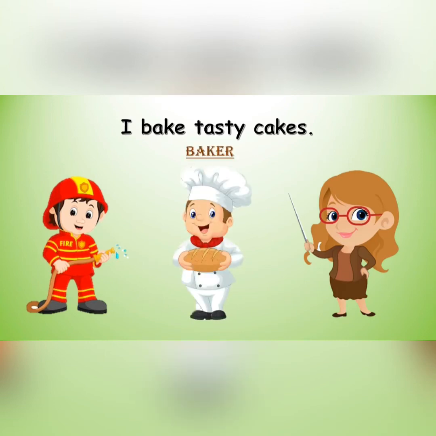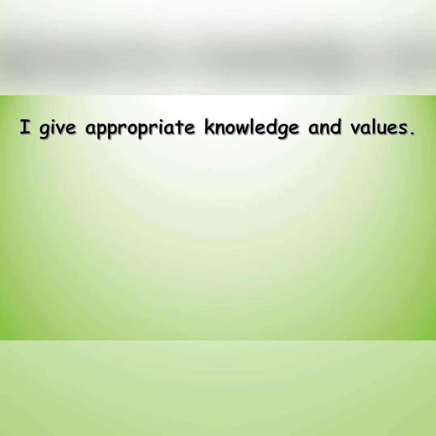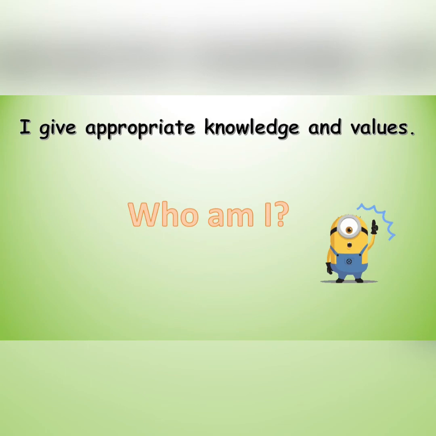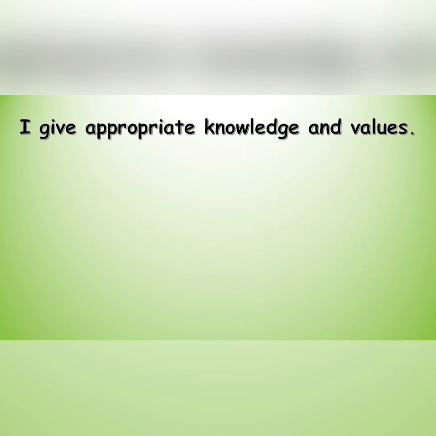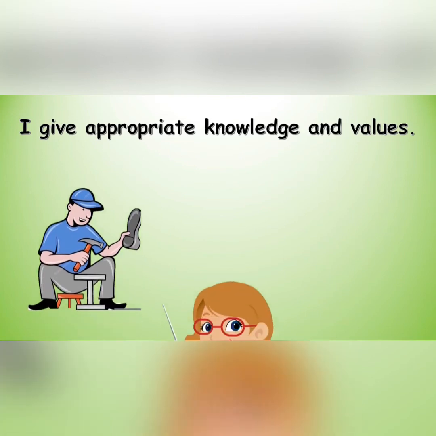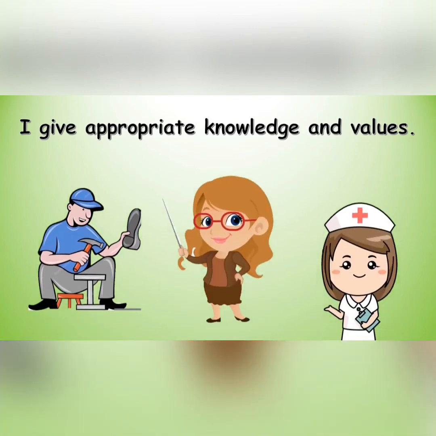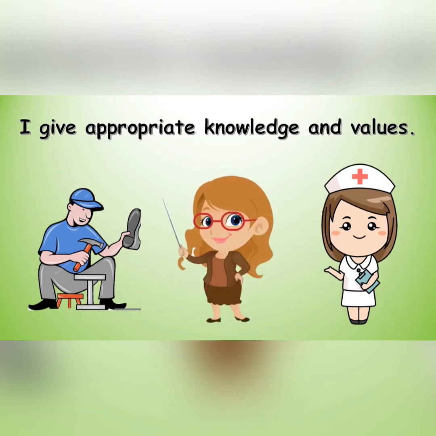Correct, it's a baker. The fifth clue is I give appropriate knowledge and values. Who am I? So now you have to think who gives us knowledge and values. Is it a cobbler? Is it a teacher? Or is it a nurse? Correct, it's a teacher.